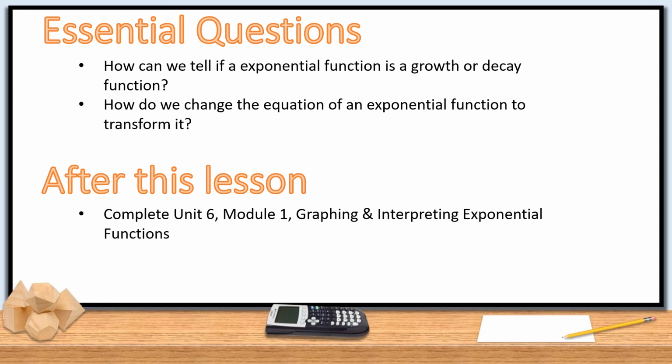How do we change the equation of an exponential function to transform it? The a value is going to be your vertical stretch or compression, or you can make it into a reflection if you make it negative. The h value moves it right or left, the k value up or down. If you change the b value, you are changing the growth or decay factor, so that really doesn't transform it anymore. That's creating a completely different exponential function.